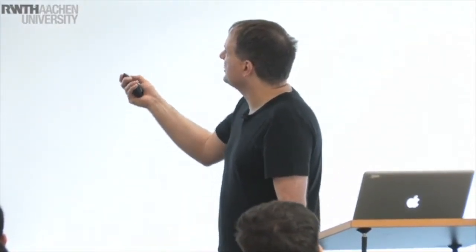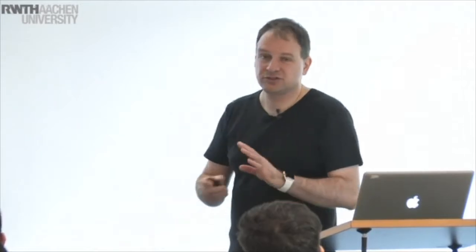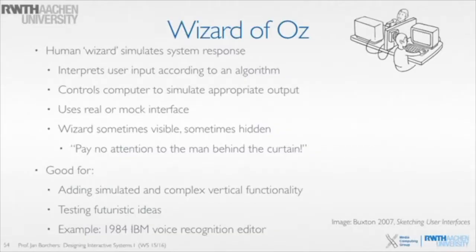Many times the wizard, who would be this guy typing in the things here, is not visible. He's behind the curtain in a different room or something. Sometimes he's visible. The important thing is that the interface has some part that requires an intelligence or an algorithm that you cannot provide at the time, at least not at a reasonable price. So it's great to add simulated functionality that is very complex, for example the whole voice recognition here, or to test futuristic ideas, like the voice recognition editor from IBM in 1984.